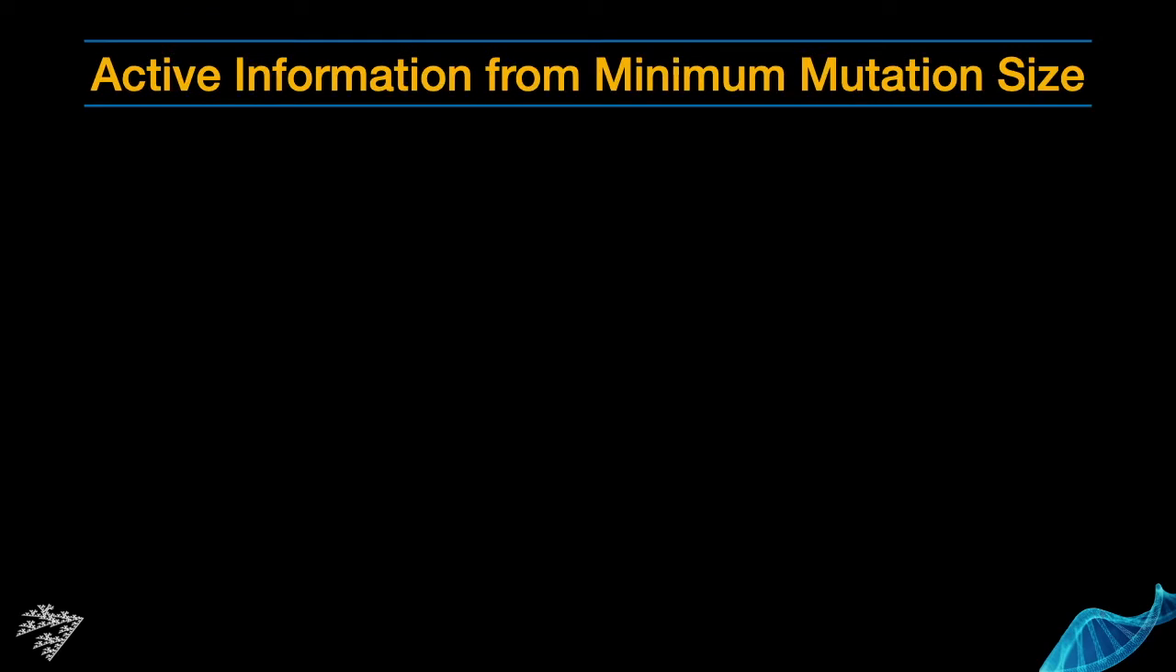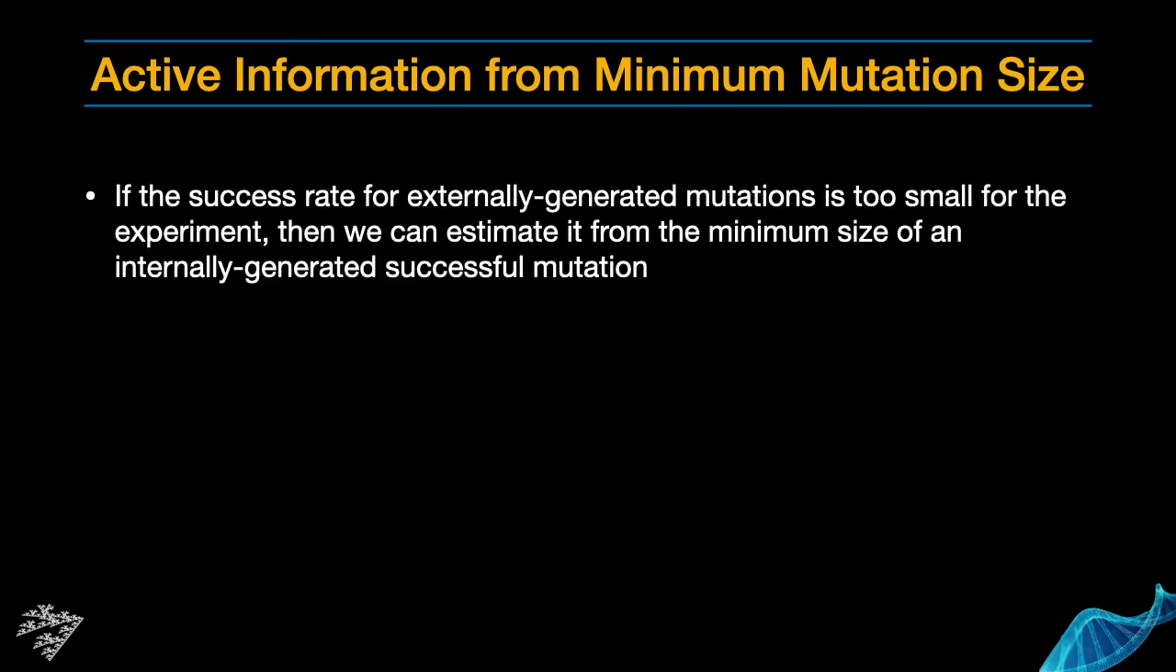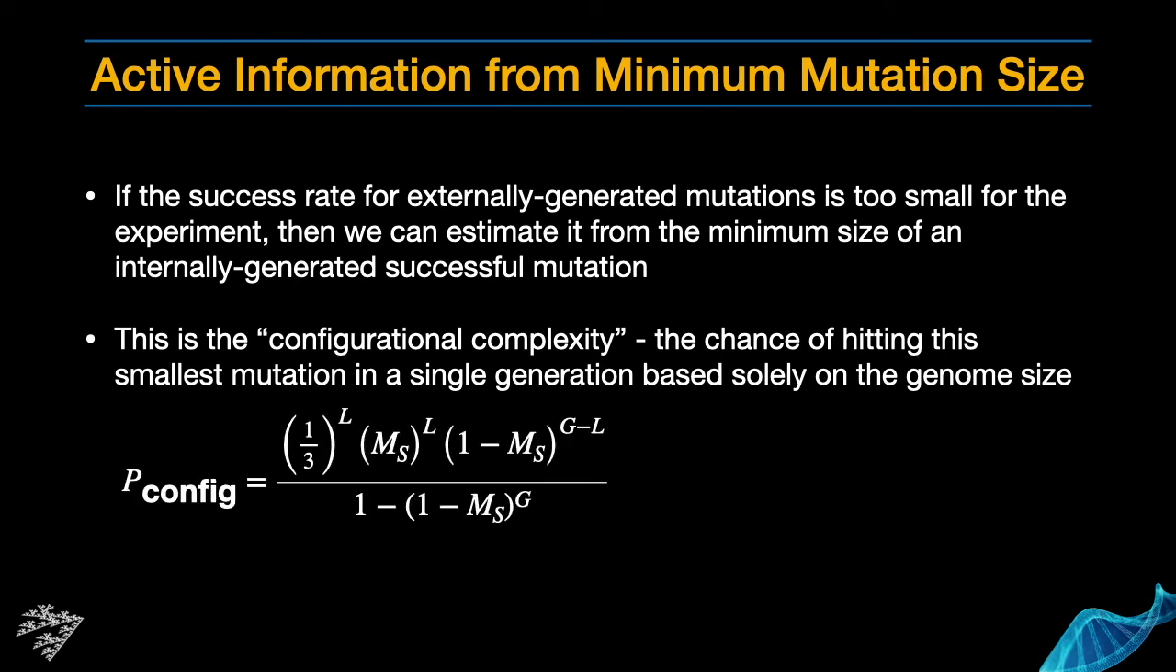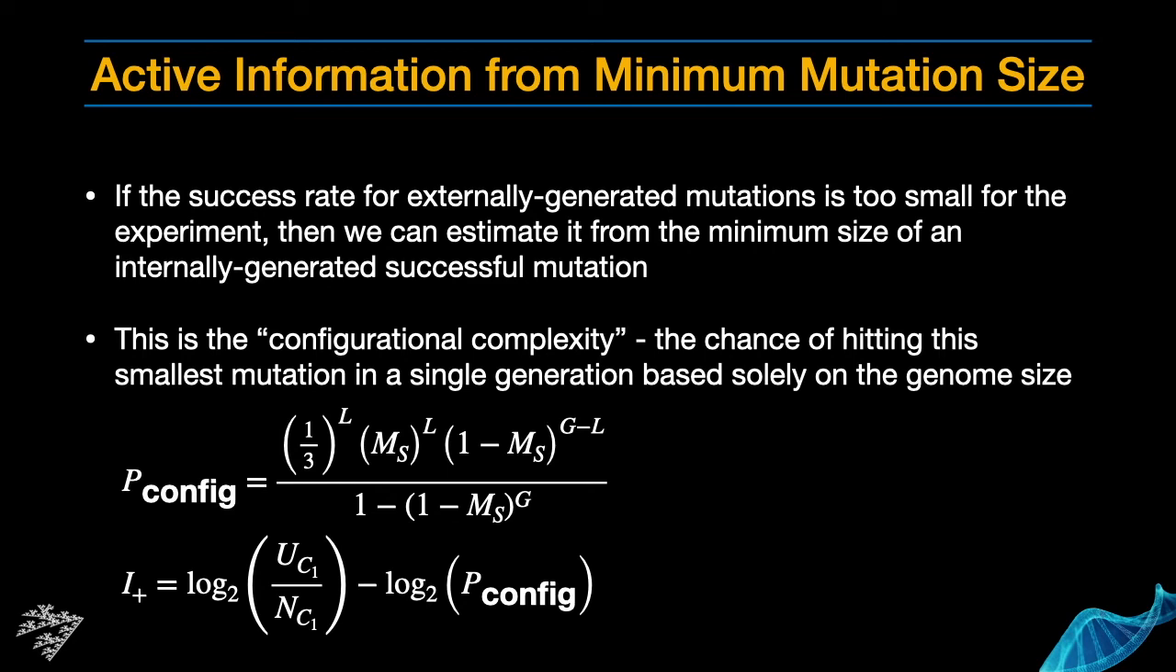So now I mentioned the problem where what happens if you don't have any hits on randomly generated mutations. How do you measure the active information there? Okay, so we can use the minimum mutation size to figure out at least an estimate for what that should be. I'm calling this the configurational complexity. It's the chance of hitting. So basically, you find the smallest successful mutation we found, and we'll just have that as the stand-in for the required number of mutations. So we'll find the smallest one, and then the probability of hitting that is this ugly guy, and then this is how you calculate active information from it.